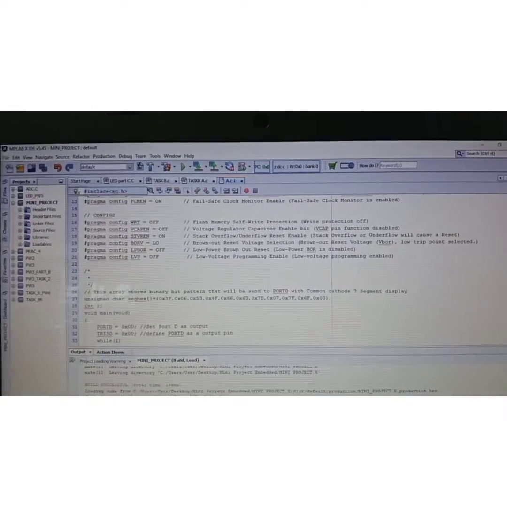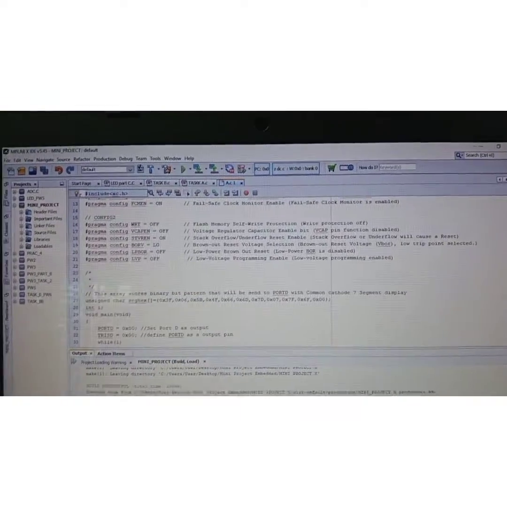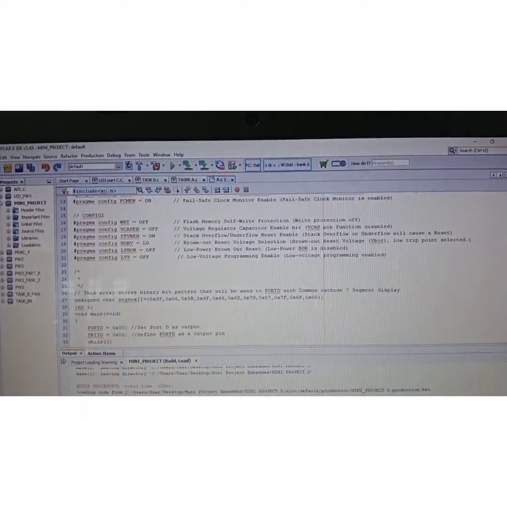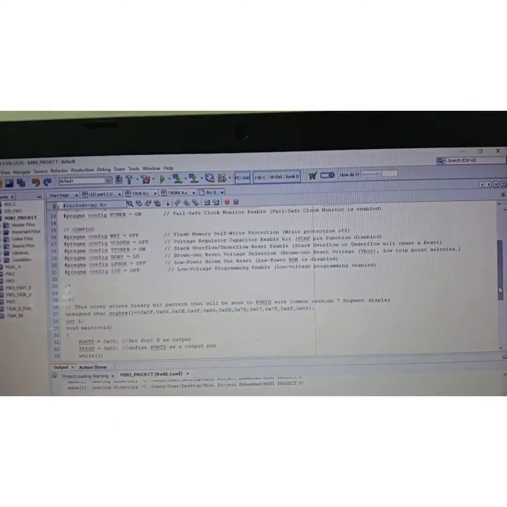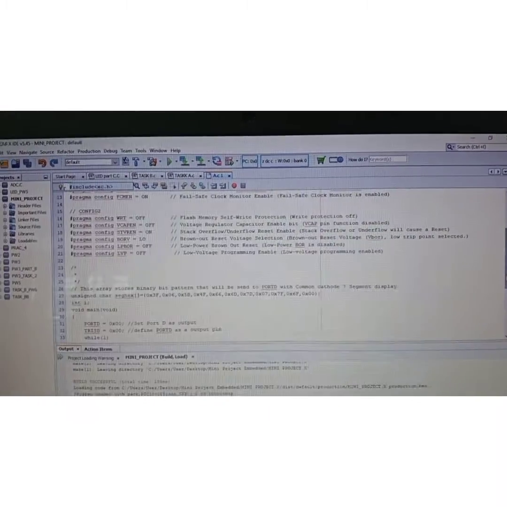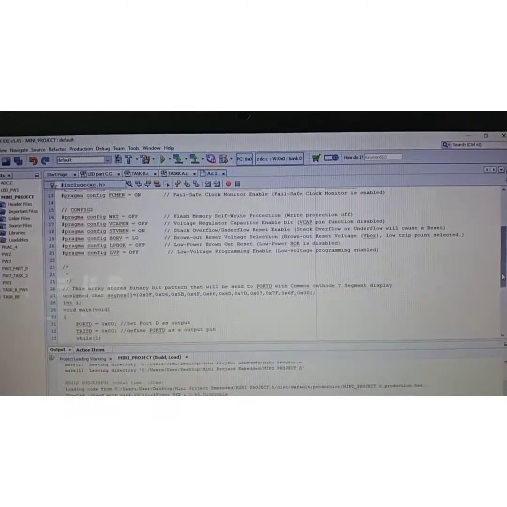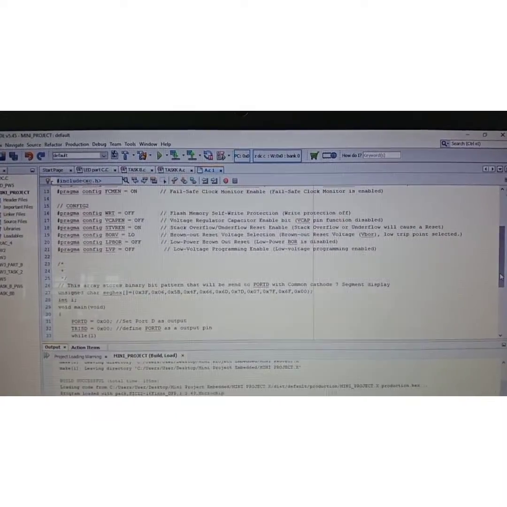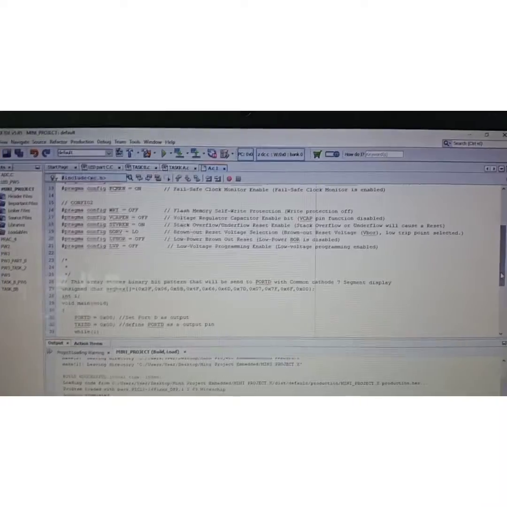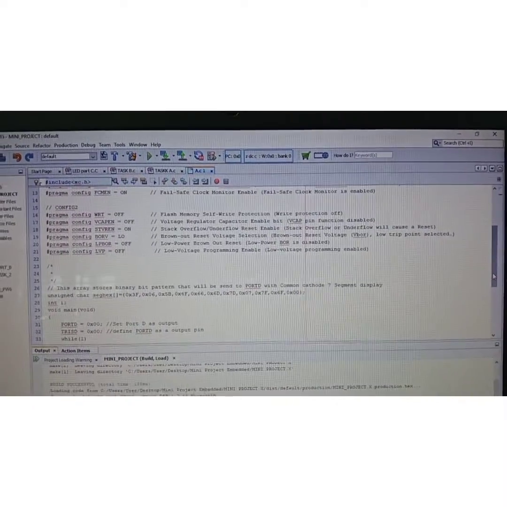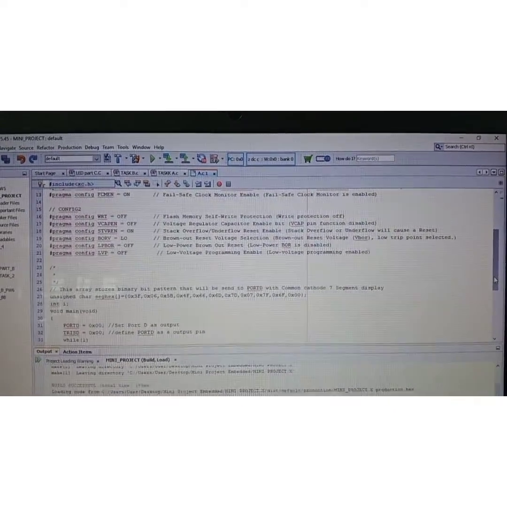The next one is #pragma config LPBOR = OFF, low power brown-out reset. #pragma config BORV = LO is the brown-out reset voltage selection. And the last one in config 2 is #pragma config LVP = OFF, which stands for low voltage programming enable.